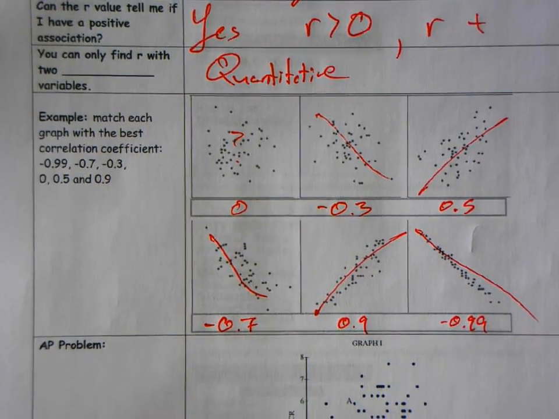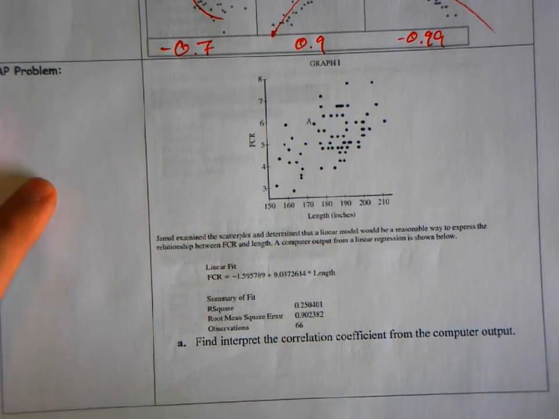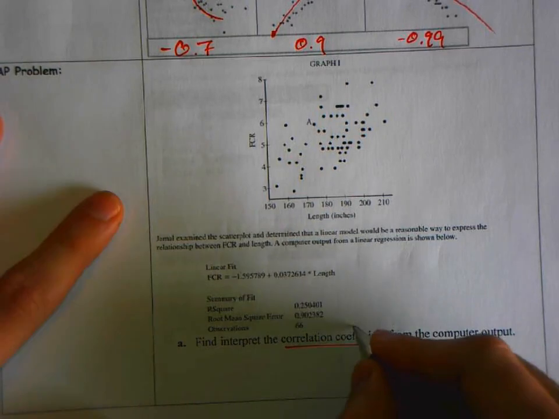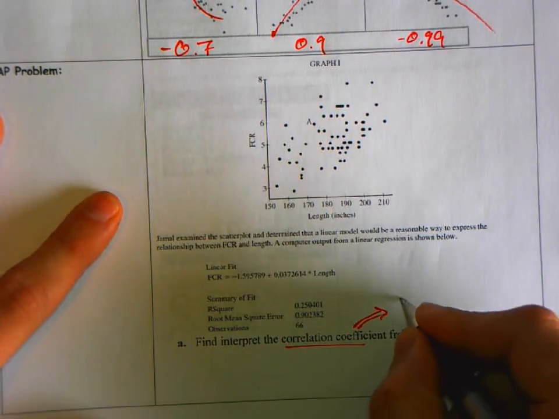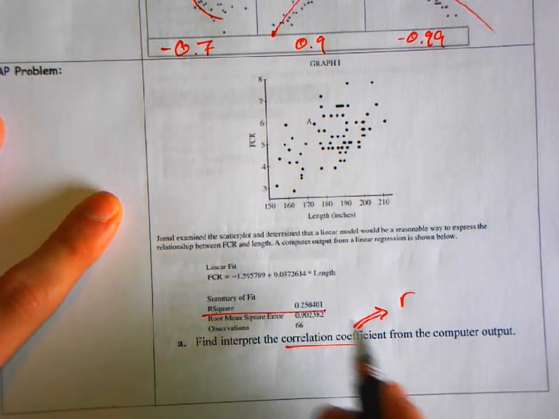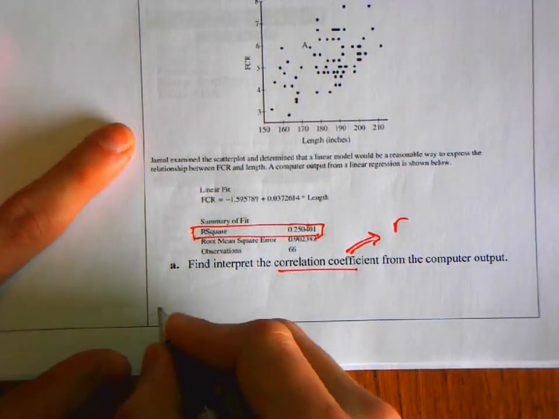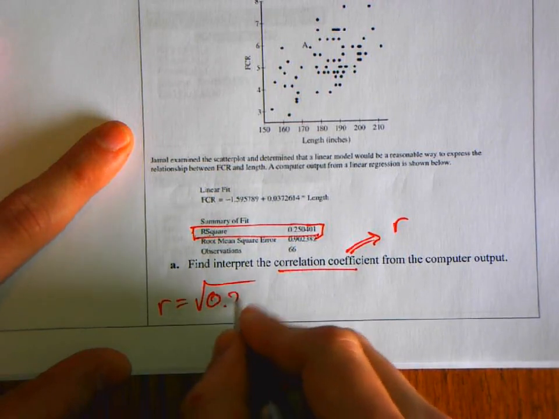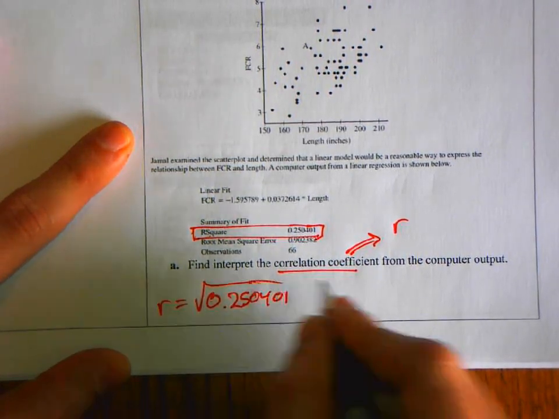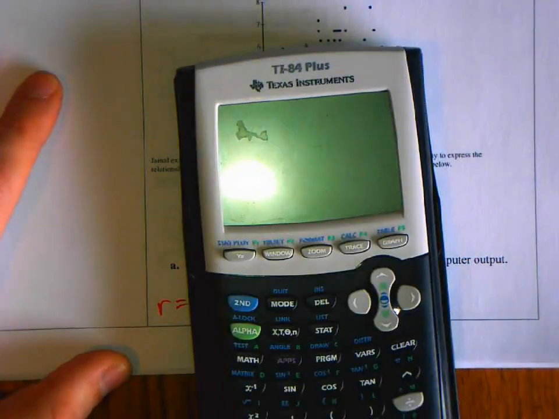So, down below, find and interpret the correlation coefficient. What is the correlation coefficient? The correlation coefficient is R. Here we have R squared. How do you think we get from R squared to R? Well, R is the square root of 0.250401. What is that?